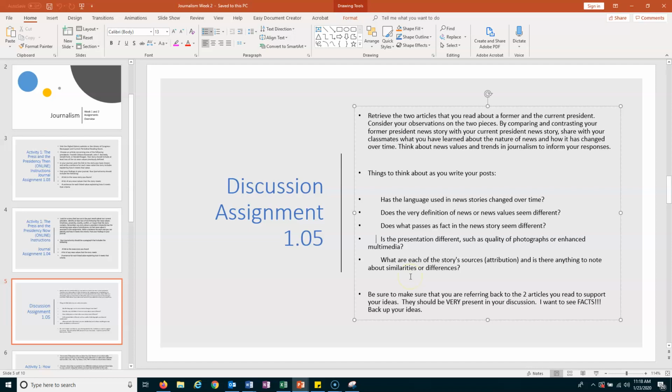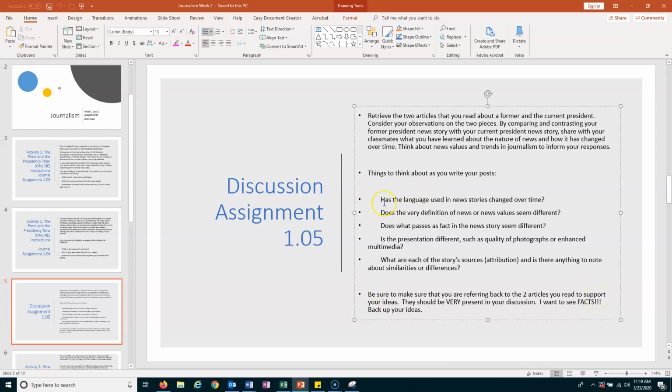Remember, the discussion board assignment is worth more points, so you are going to get more points for this assignment. Your writing should be a little bit more lengthy, okay? Be sure that you are referring back to the two articles you read to support your ideas. They should be very present in your discussion. I want to see facts back up your ideas.